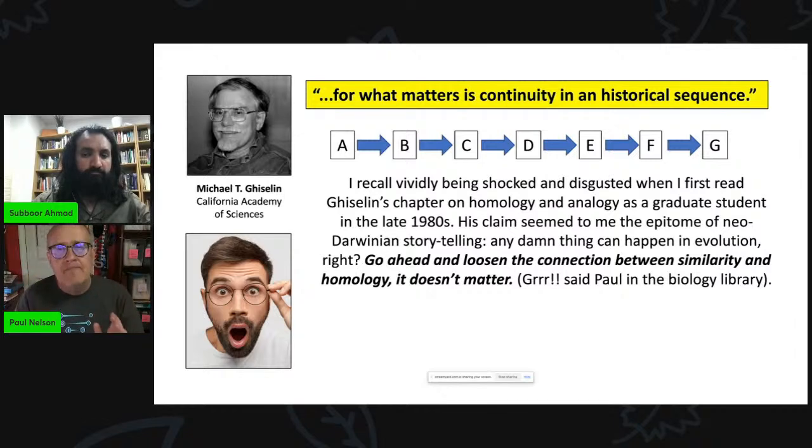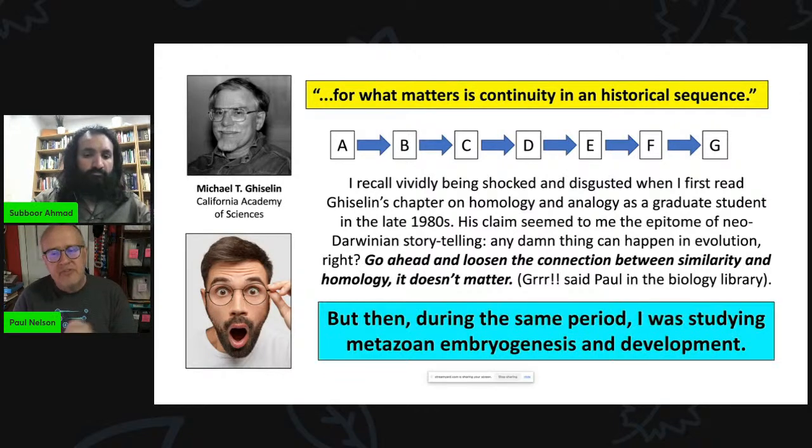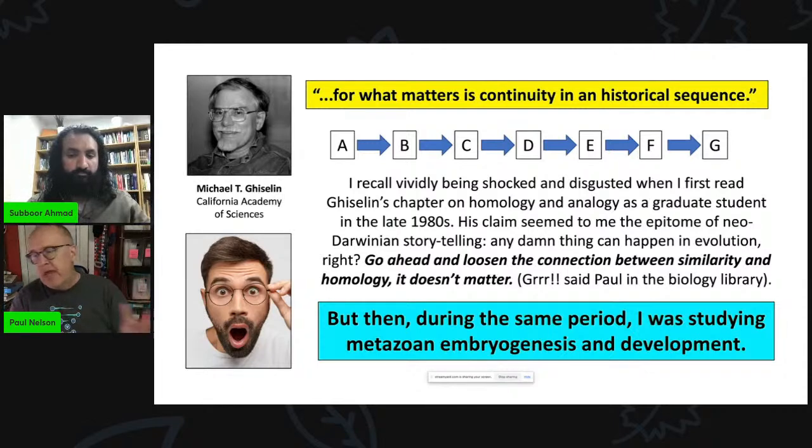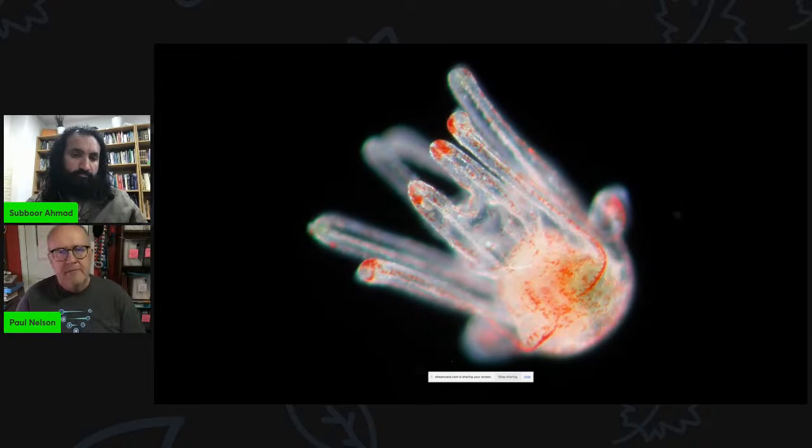Almost at the same time, late 1980s, I read or I'm studying metazoan embryogenesis, animal development. And I realize Ghiselin is right. He's actually right. And my initial shock was that I wasn't thinking deeply enough about what he was saying. So let me give you an example from another part of biology that I was studying. As I was thinking of homology at a theoretical level, I was also learning animal development in detail. So here is a Pluteus larva from an invertebrate group, beautiful little larval form.